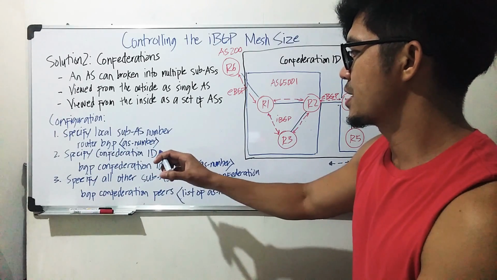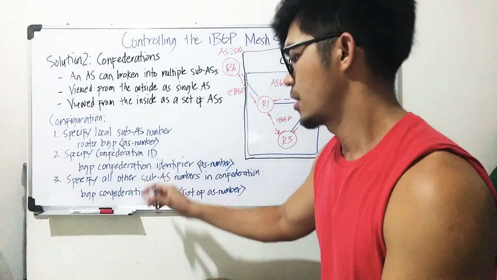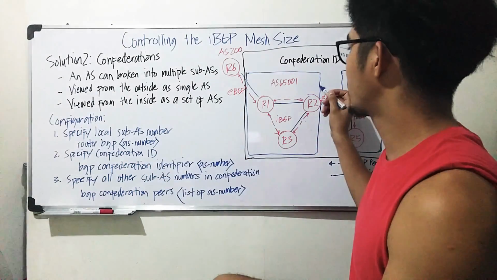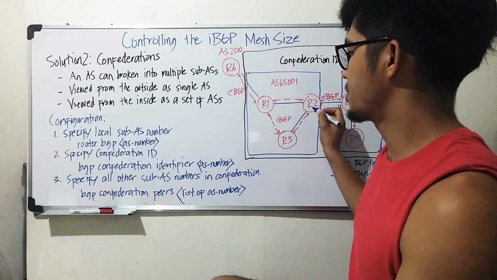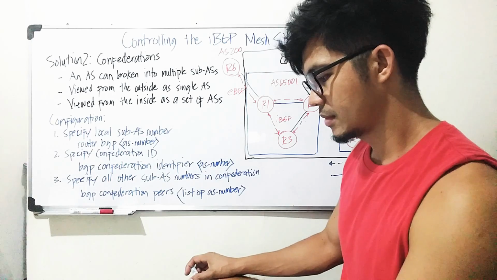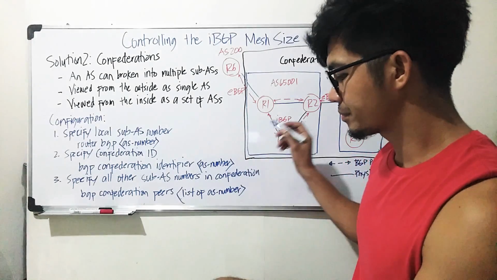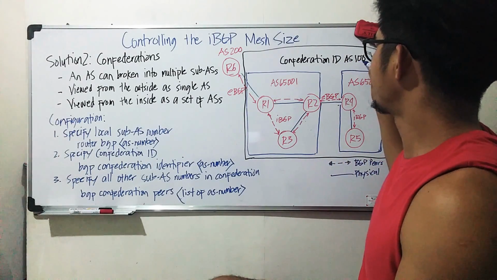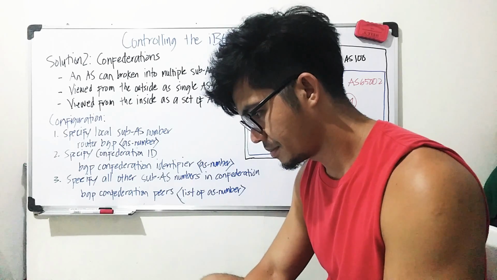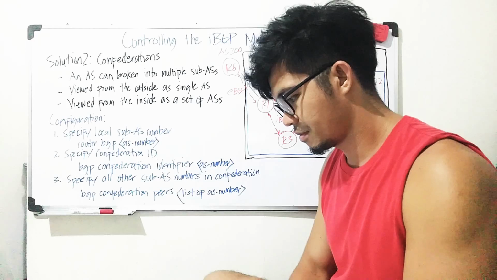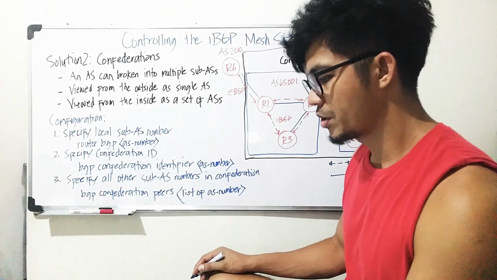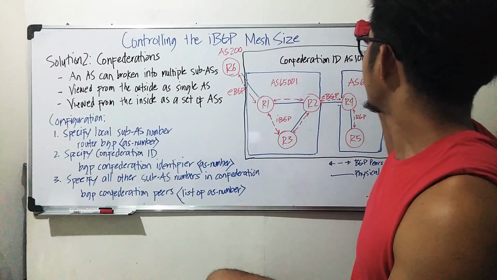Number 2, specify the confederation ID. You should do this on all the routers inside the confederation topology. Here on R2, as an example, bgp confederation identifier, and your identifier would be AS100, if I'm not mistaken. But let me actually double check that. Yeah, that is correct. So your BGP confederation identifier will be AS100.